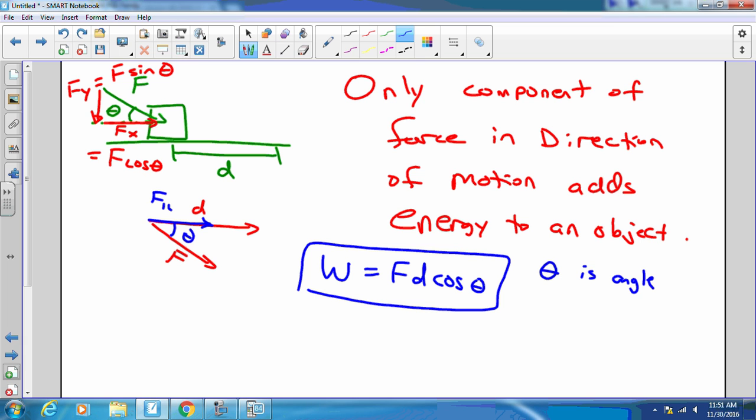It's not the angle that the force is from due east. It's not the angle that the distance is from due east. It is the angle between F and D. And what's nice about this formula is that it is reference frame independent. I don't have to choose a particular reference frame in order to figure out the angle between the two.